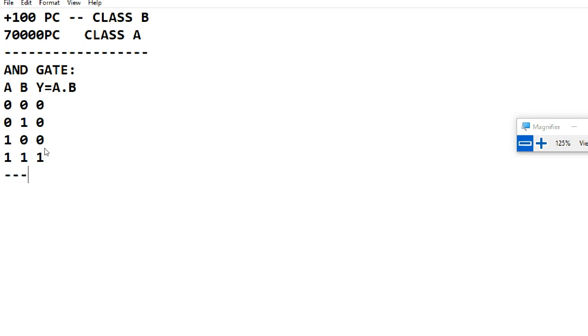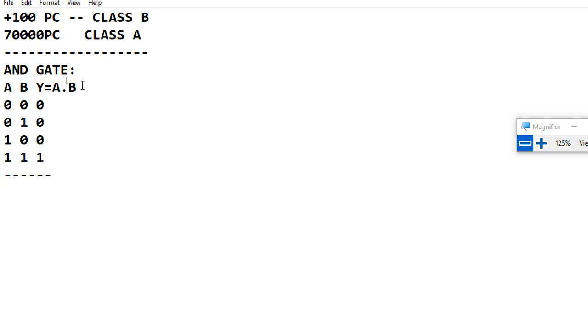This is called a truth table. No, no is equal to no, like that. False, false, false, false, true, false, true, false, false, true, true, true.